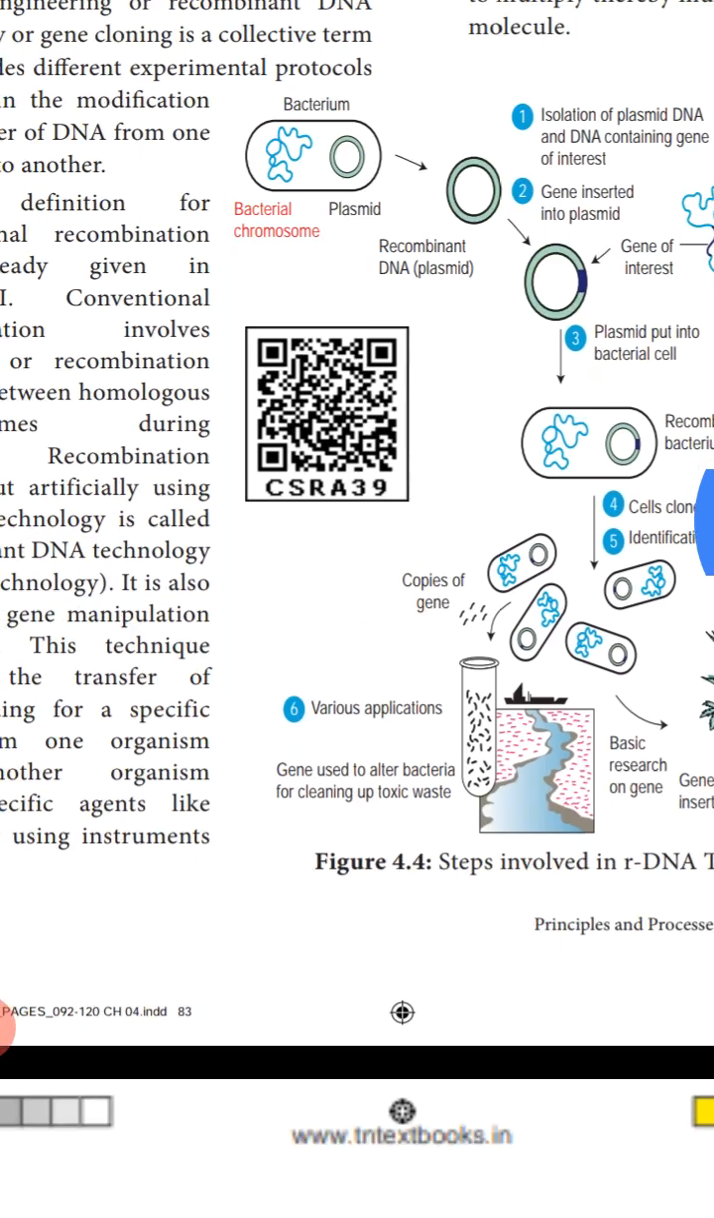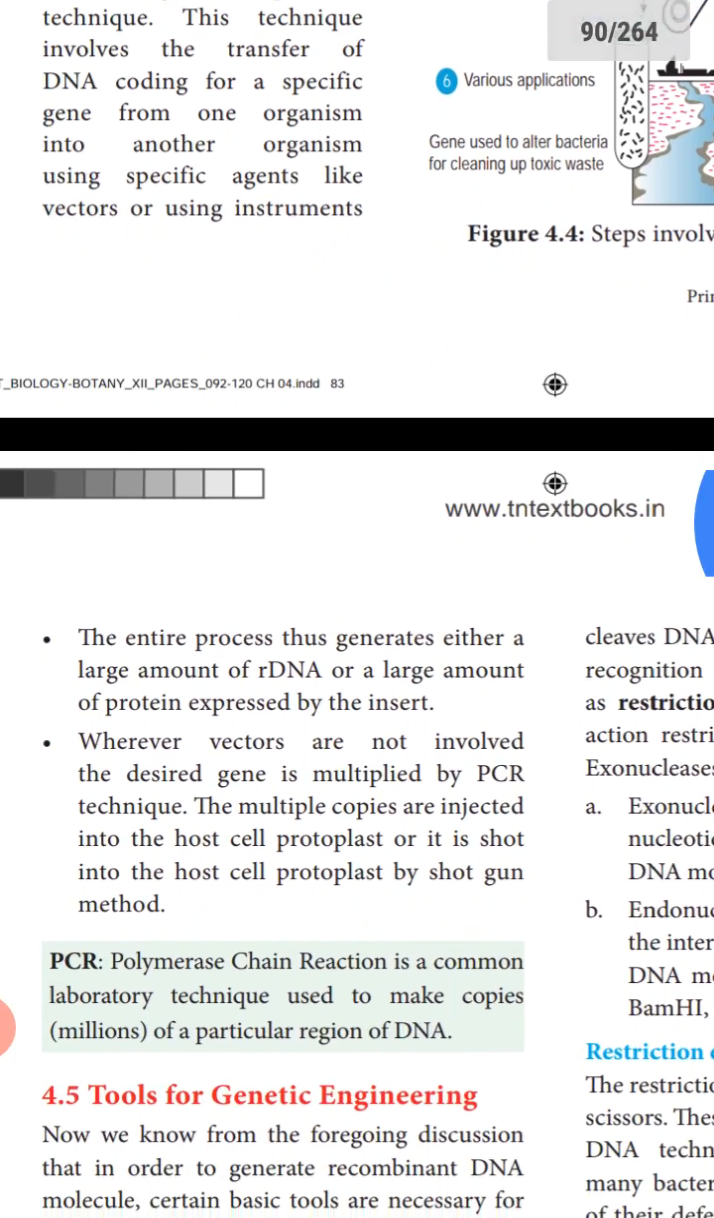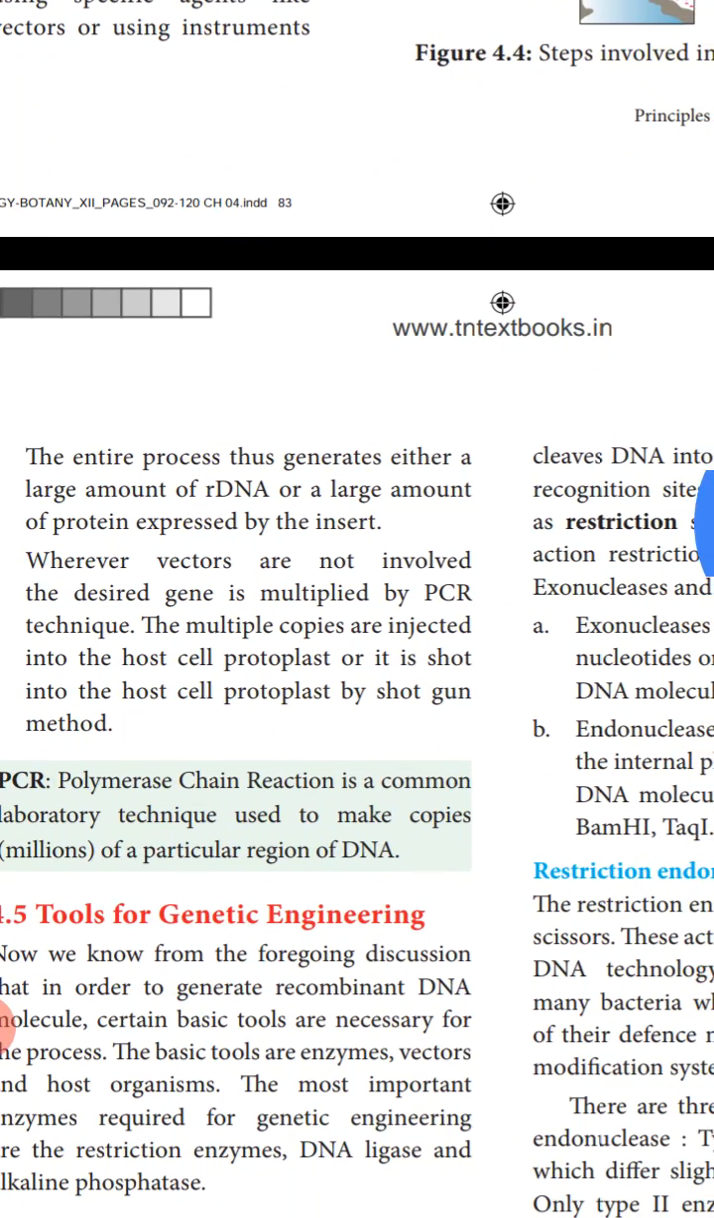Next step is, the entire process thus generates either a large amount of recombinant DNA or a large amount of proteins expressed by the insert. So here, as a result of this introduction of the desired gene into a host cell and allowing them to multiply, what will we get? We get a large number of recombinant DNAs, or we will get the particular protein for which we have done this, selected the desired gene and introduced it inside the host cell.